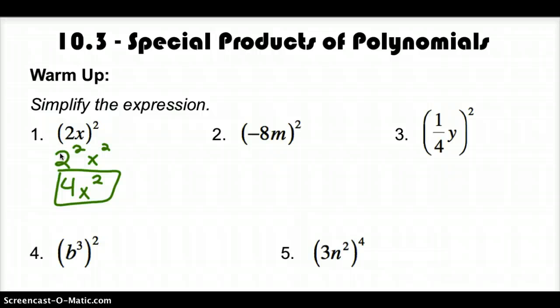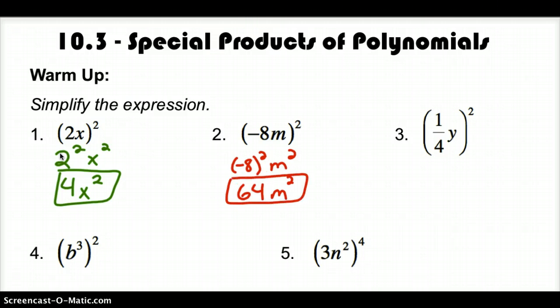Okay, for number 2, we have the quantity of -8m squared. Okay, so this is actually going to be -8 squared times m squared. We know that -8 squared is going to be a positive 64, and so 64m squared is our final answer.